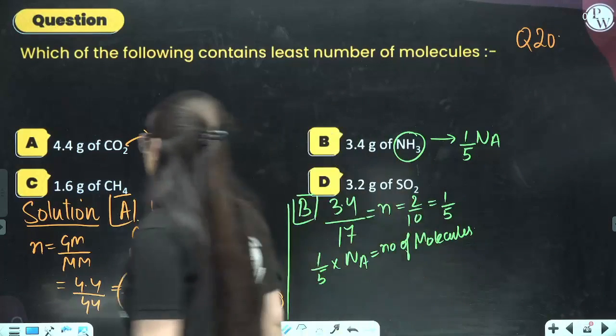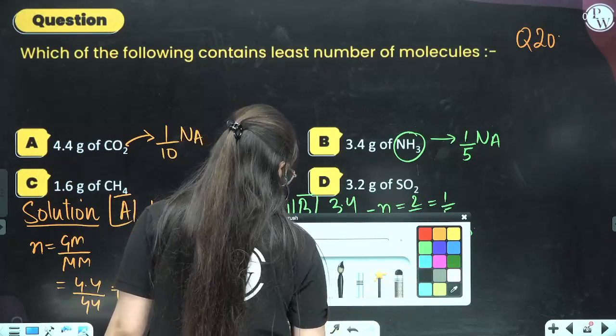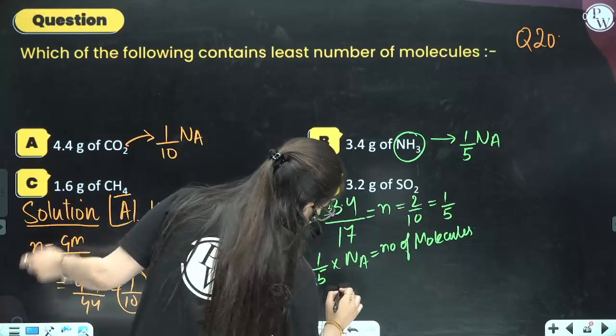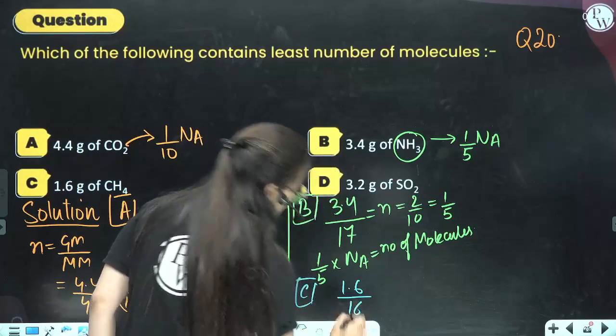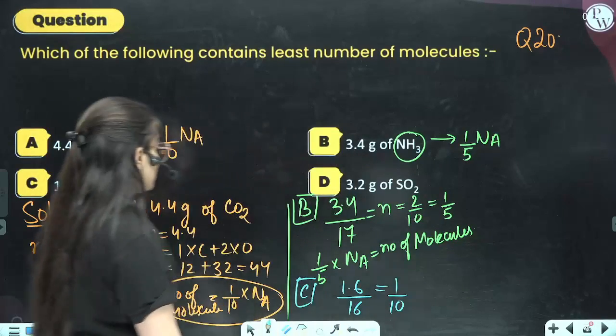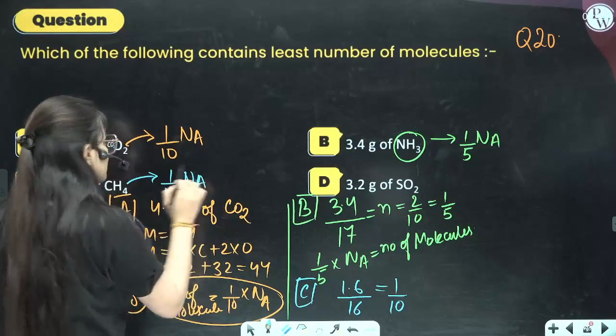Now comes the C option. In C part, 1.6 grams given mass by molecular mass of CH4, which is 16. So this comes out to be 1 by 10. When you are multiplying number of moles with Avogadro number, this is number of molecules.